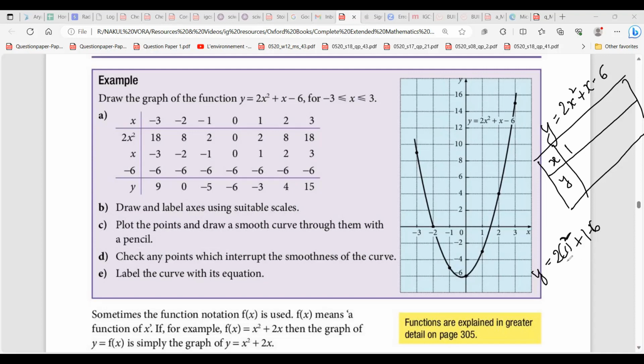When I take x as 1, 2 into 1 square is 2. Plus 1 is 3, minus 6. So it's going to be minus 3. I'll just put y as minus 3.